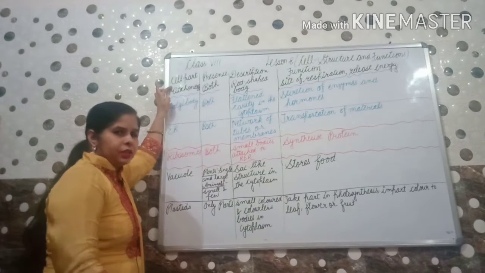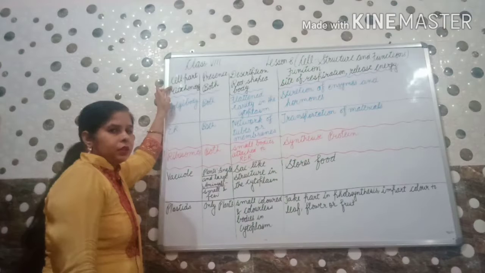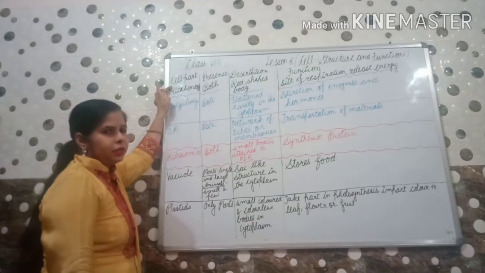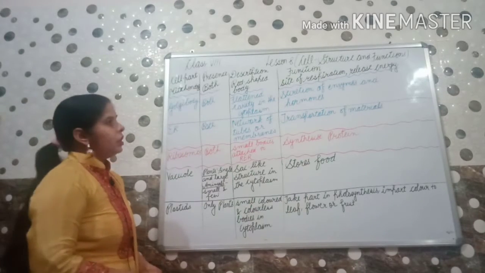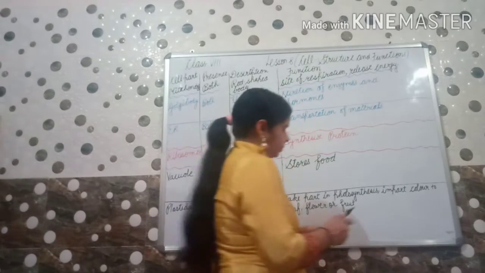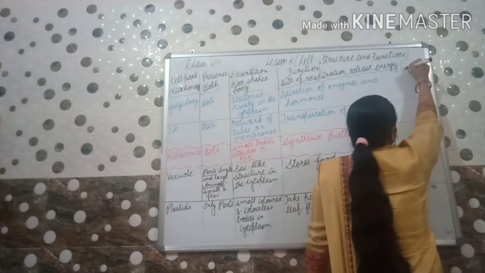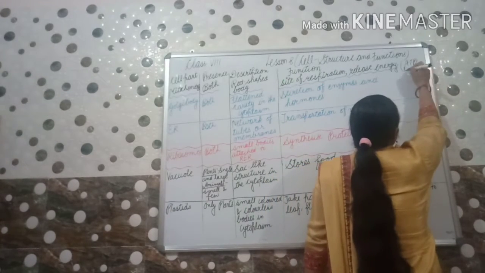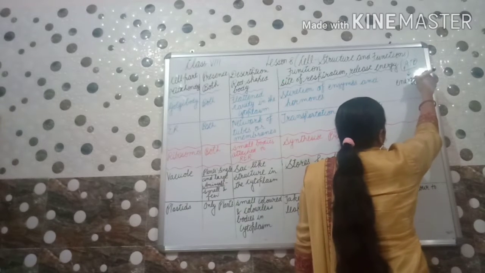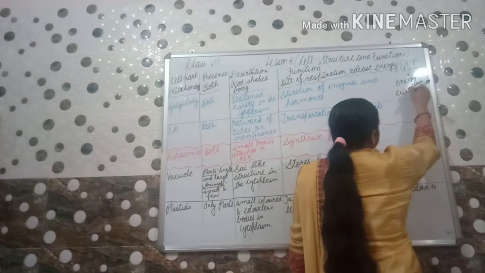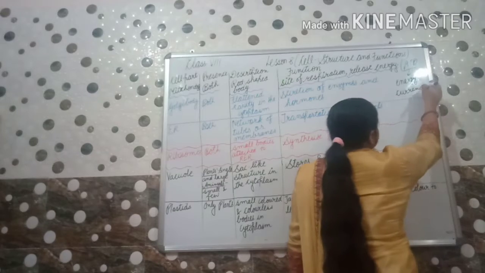Whatever activities happen in the cell, all will be carried out by the energy which is released by the mitochondria in the form of ATP. And what is ATP? It is the energy currency of the cell.